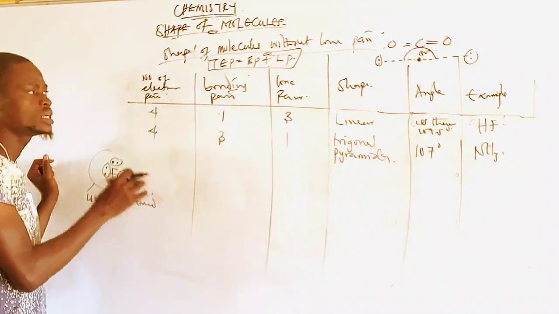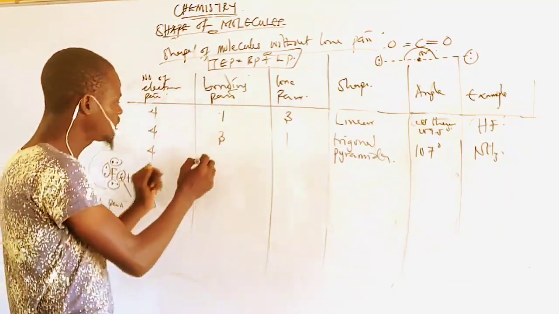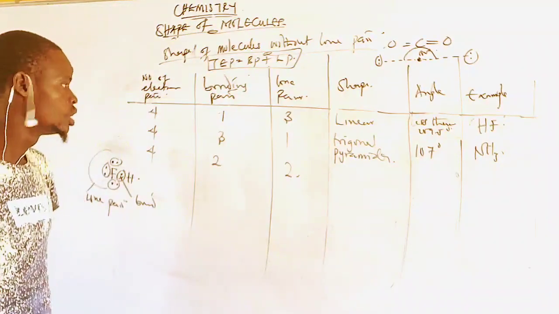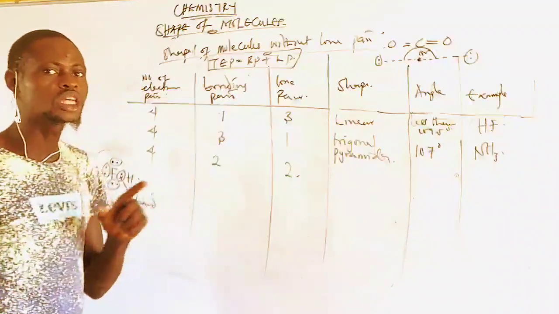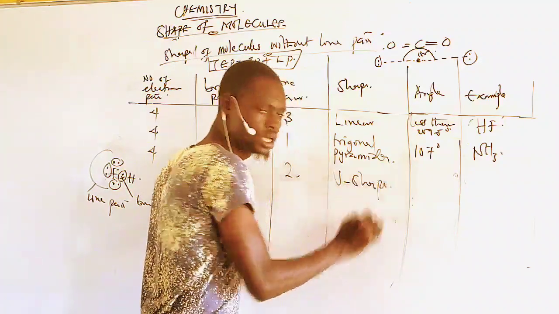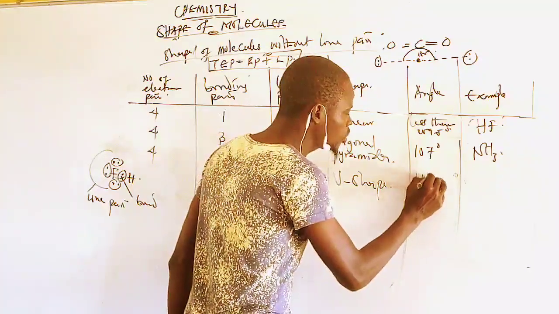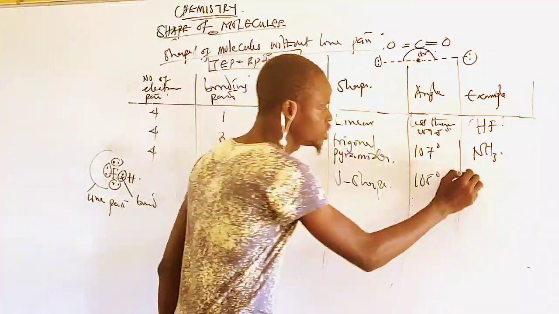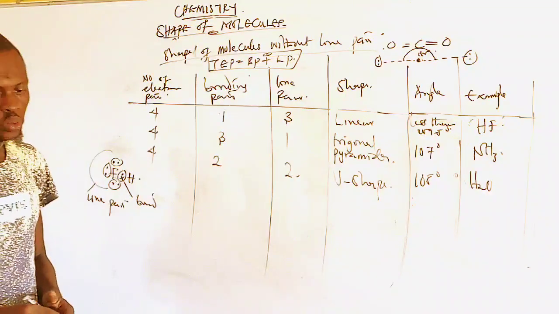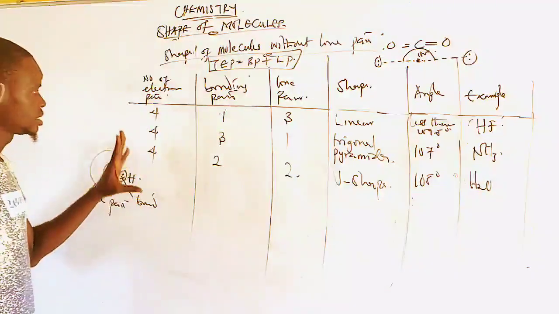Now, the next one has a total of 4 electron pairs. If the bonding pair is 2 and the lone pair is also 2, this is going to have a V shape, with an angle of 105 degrees. This is always found in water, H2O. It is found in H2O, which is water.